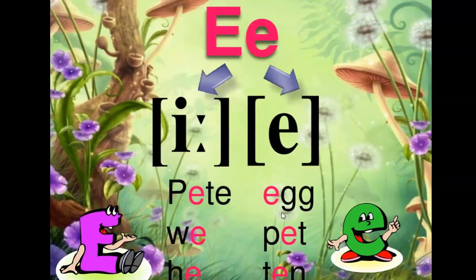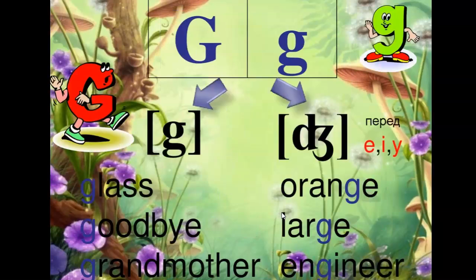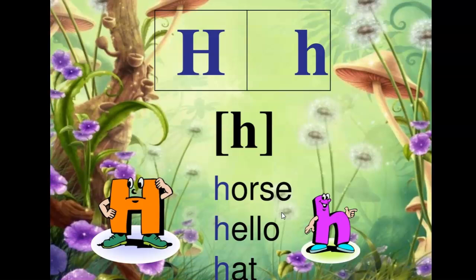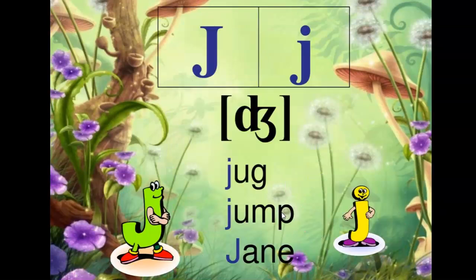E: pit, egg, we, he, pet, and ten. F: flag, fox, family. G: glass, goodbye, grandmother, orange, large, engineer. H: horse, hello, hat. I will also be I: like, time, ink, pig, and milk. J is jack, for example: jump, and a J.